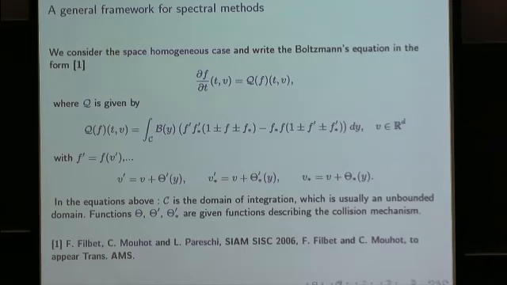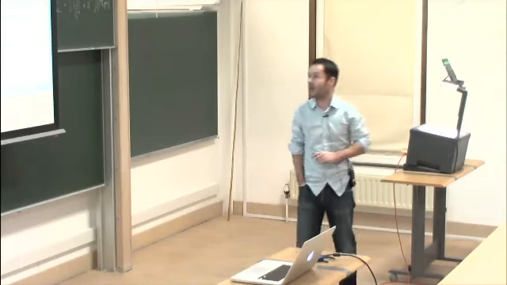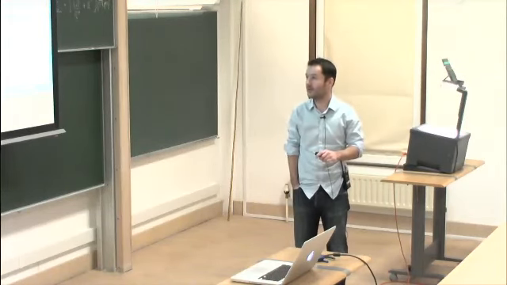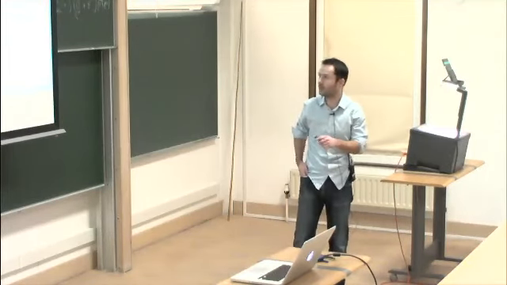So here I will consider that the quantum Boltzmann equation reads like this. So it is an integral operator over a domain that I will denote by capital C. And here I will assume that the cross section capital B only depends on the integral variable.